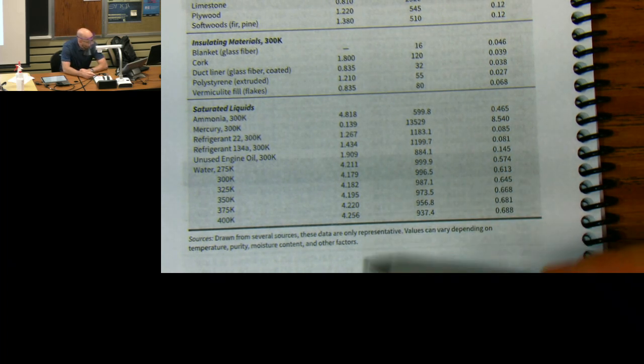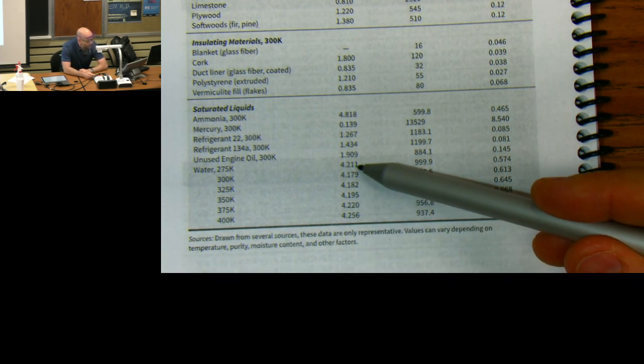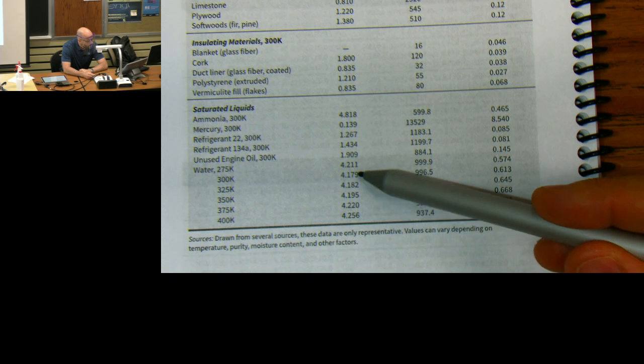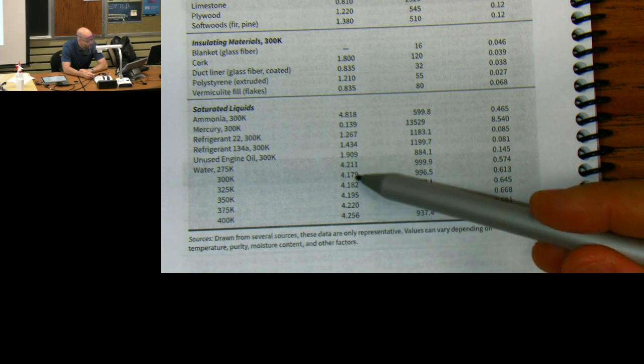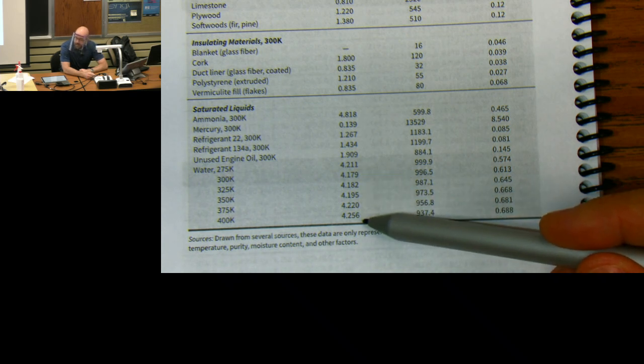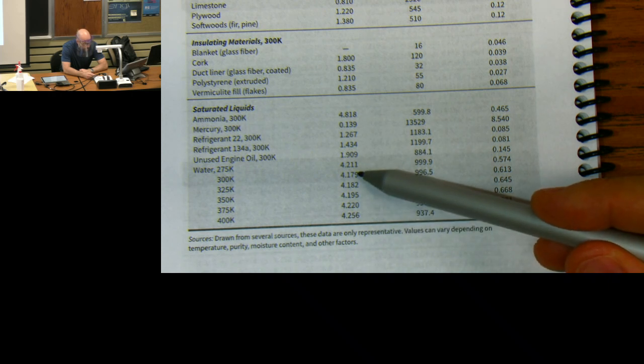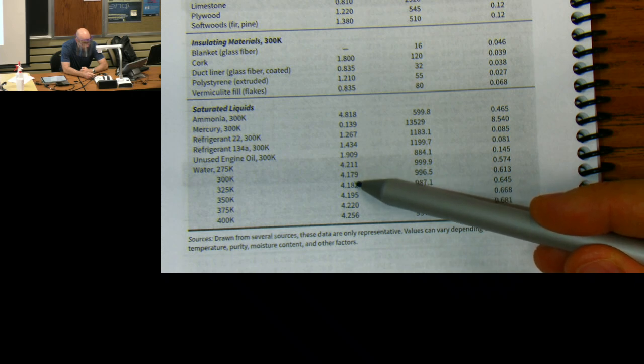Now, water is a different story. Down here at water, because we deal with water quite a lot, they give us the specific heat at a lot of different temperatures: 275 Kelvin, 300 Kelvin, 325 Kelvin, 350, and so on. You see it does change. It's not a lot of change, but it is some change. So we start at about 303 Kelvin, and we're going to assume this is going to go higher. So what I could do is average these two specific heats, take the middle value, and go with it.